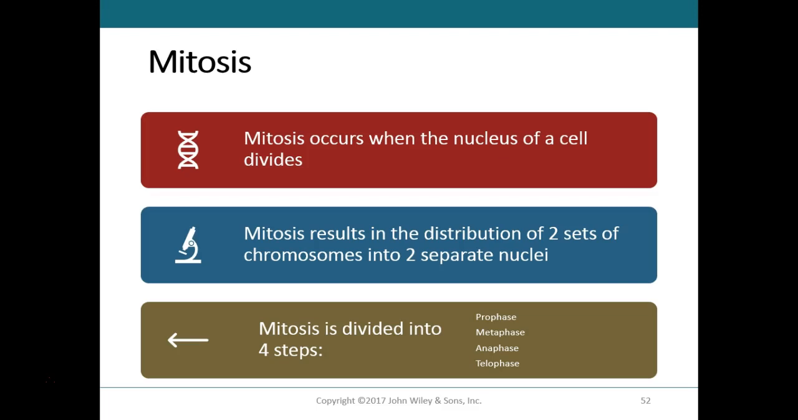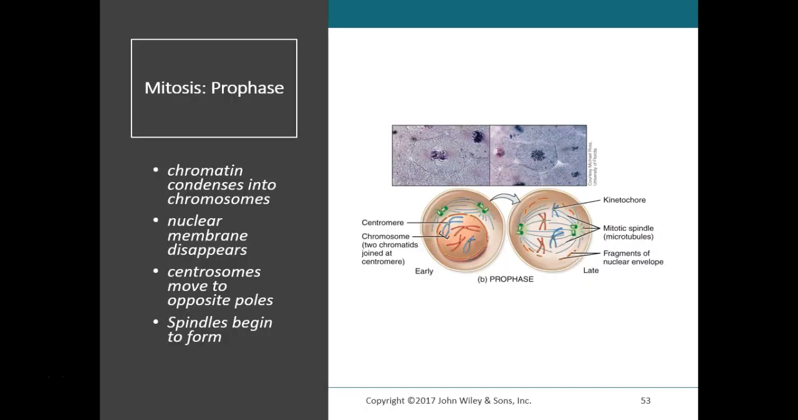The cell then moves into mitosis. Mitosis is when the nucleus of the cell is going to divide. It results in two sets of chromosomes being made and then separated into two separate nuclei. Mitosis consists of prophase, metaphase, anaphase, and telophase, followed by cytokinesis, the division of the cytoplasm. So let's look at those phases.